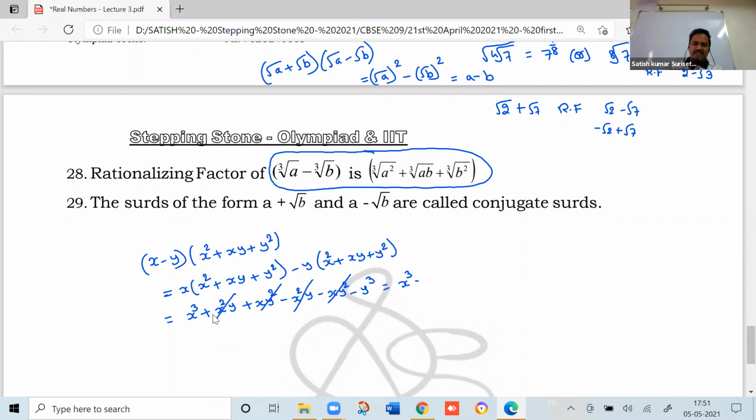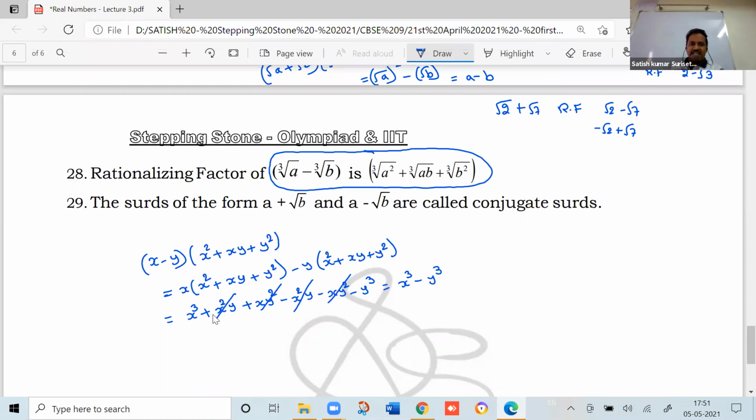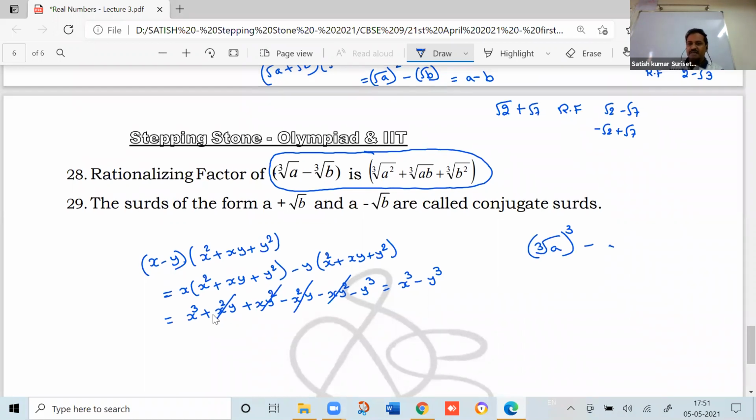So in detail we are going to discuss this in polynomials. If you have knowledge, then only you will be able to understand. Otherwise, this is a procedure: x minus y into this will be x cube minus y cube. So the rationalizing factor of this we are saying is this. That means here x equal to cube root of a and y equal to cube root of b. Now, when I multiply these two, the result will be x cube minus y cube. That means cube root of a whole cube minus cube root of b whole cube, the product.